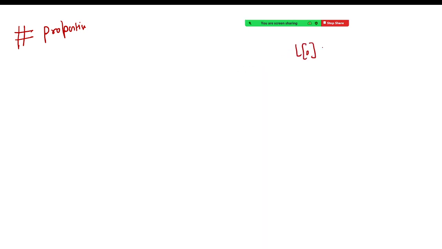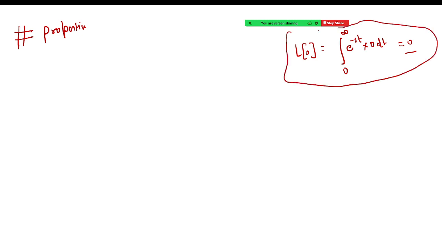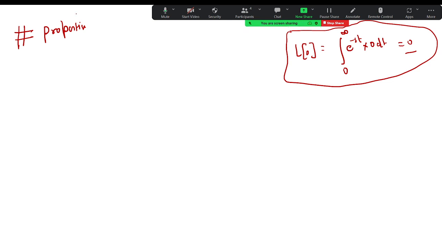Let's try to understand. I have not seen these things here. So, I can write integral 0 to infinity e to the power minus st multiplied with 0 dt. So, this will be equal to 0. That's it, right? So this is Laplace transform of 0. And 0 is the zero function, so there is no meaning of calculation.